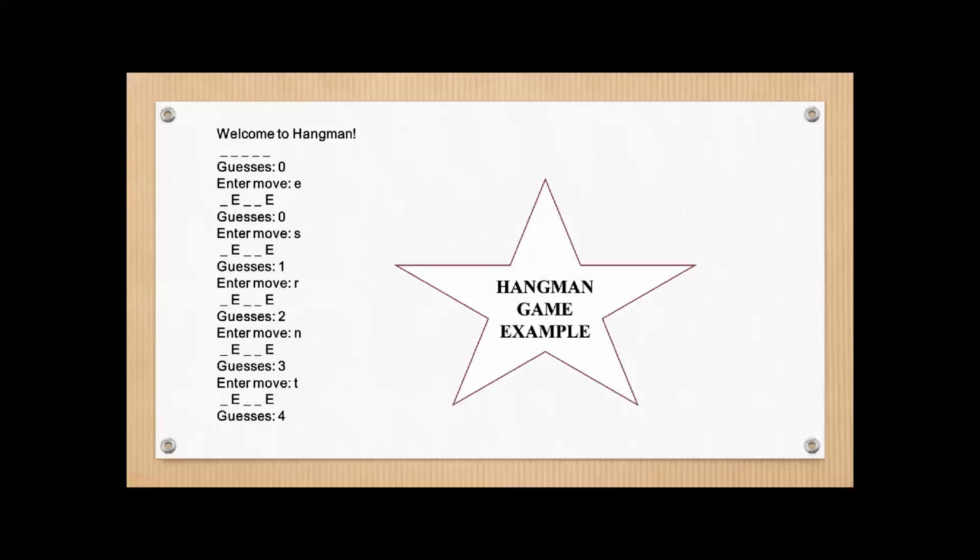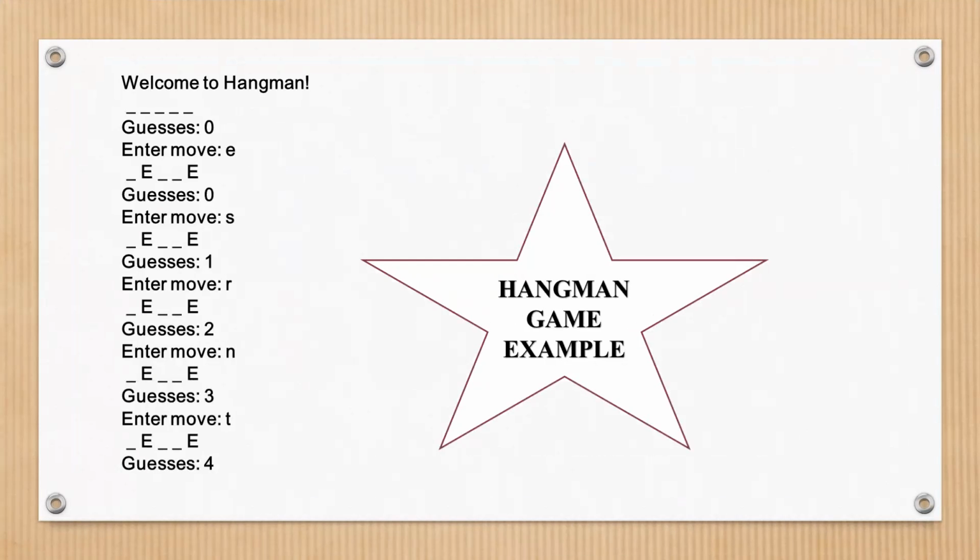Next slide, ma'am. This is guesses 0, where first the entered move will be E. If the word contains 2 E letters, that's why it is placed at the specified positions. Like that, the guesses count will be increased. The particular letter will be placed at its specific position. Next slide, ma'am.